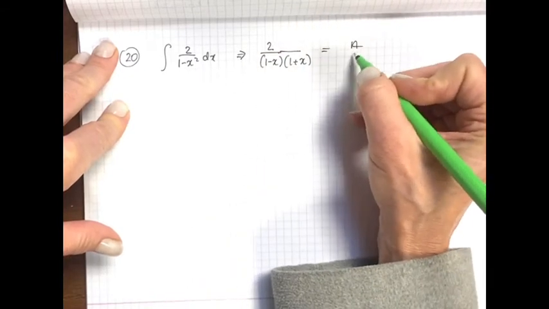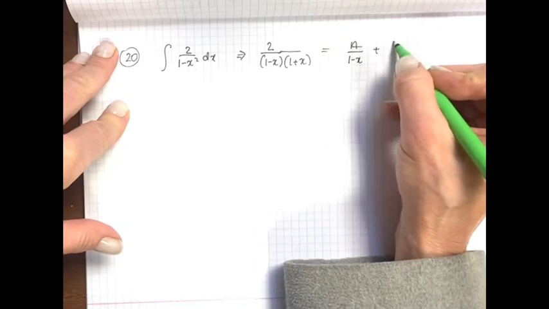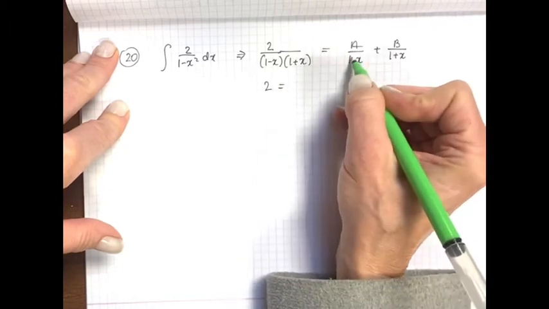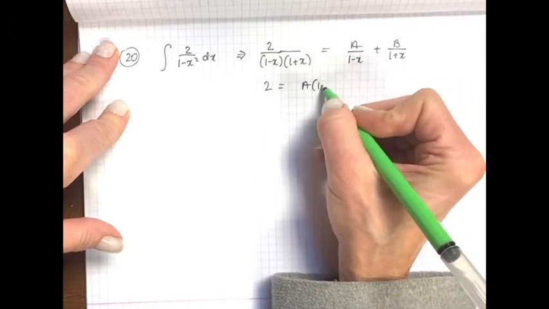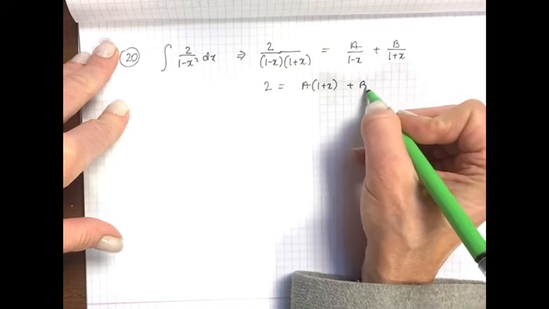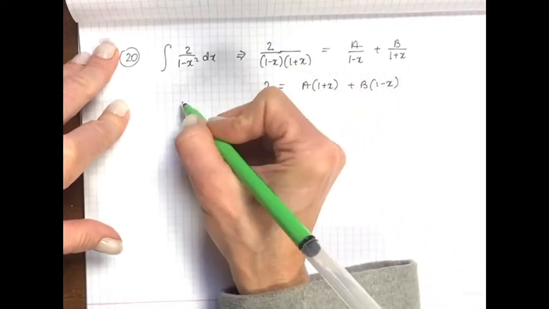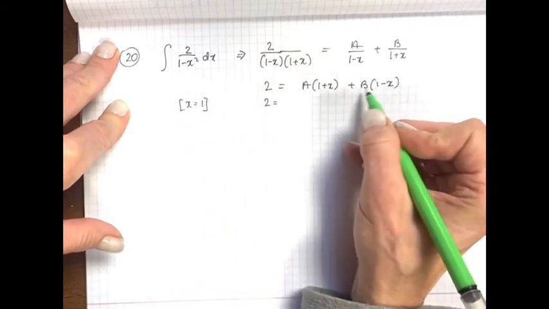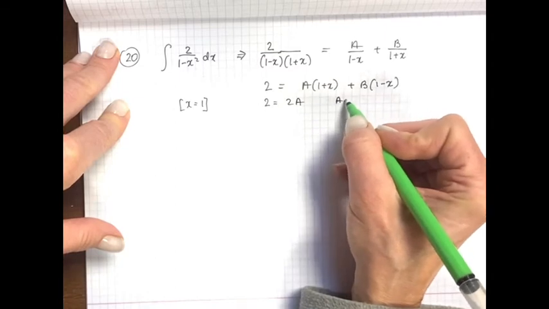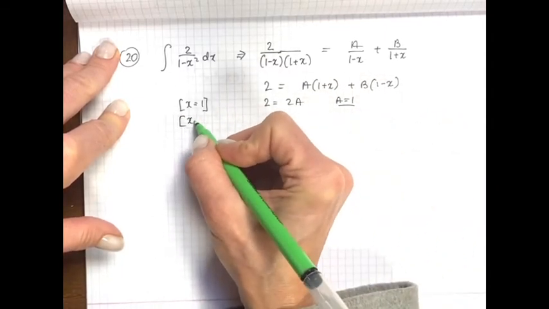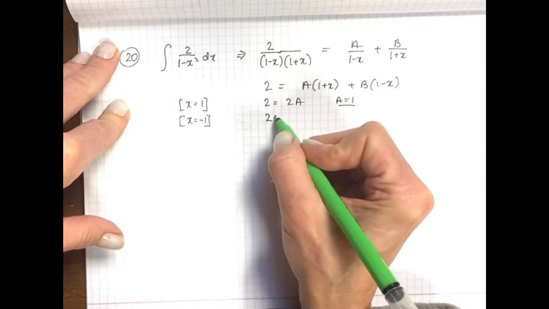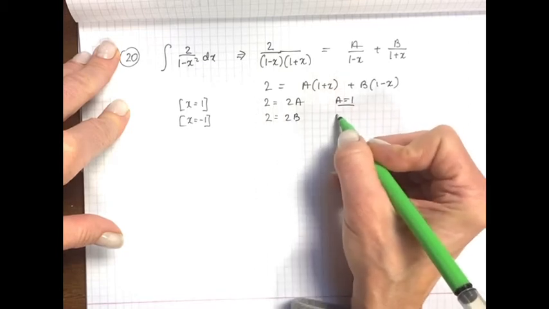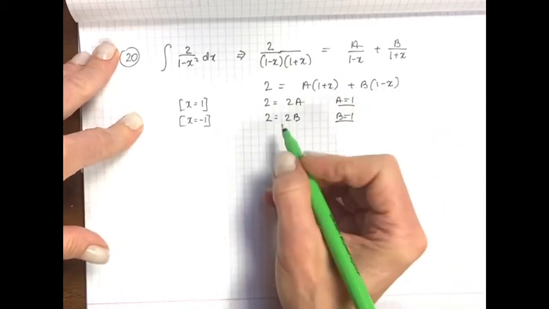Okay, so it's A over 1 minus x plus B over 1 plus x. So A needs to be times by 1 plus x, and B needs to be times by 1 minus x. We're going to substitute 1. So we get 2 is equal to 2A. A is 1. Let's substitute minus 1. 2 is going to be equal to 1, take away negative 1 is 2B. So B is equal to 1 as well.